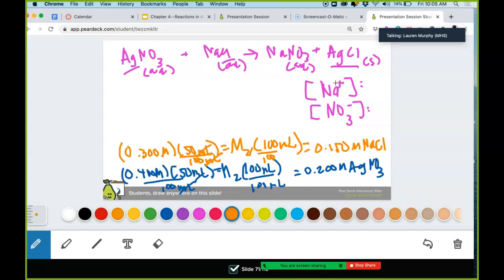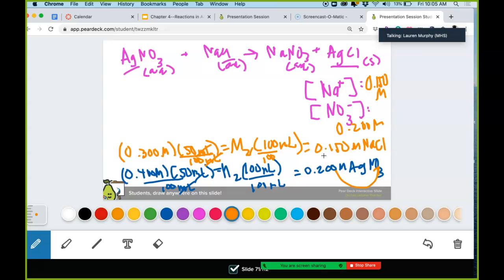Now, you know the sodium and the nitrate right now. If it's 0.15 molar sodium chloride, it's 0.15 molar sodium because there's one sodium ion in sodium chloride. If it's 0.2 molar silver nitrate, it's 0.2 molar nitrate because there's one nitrate in silver nitrate. So I know my sodium and my nitrate ion concentration off the bat. Questions so far? So now I need to react them.